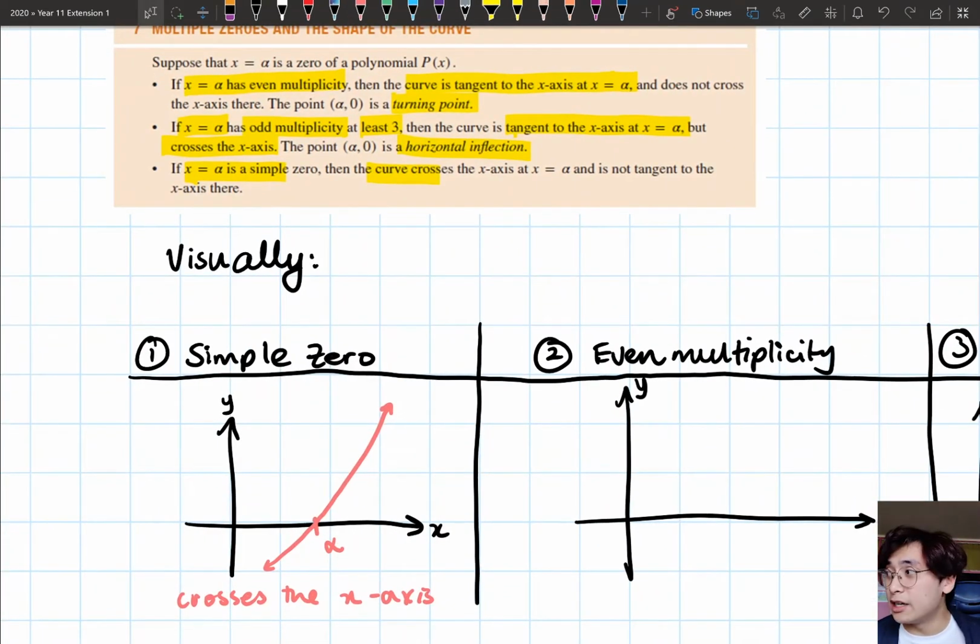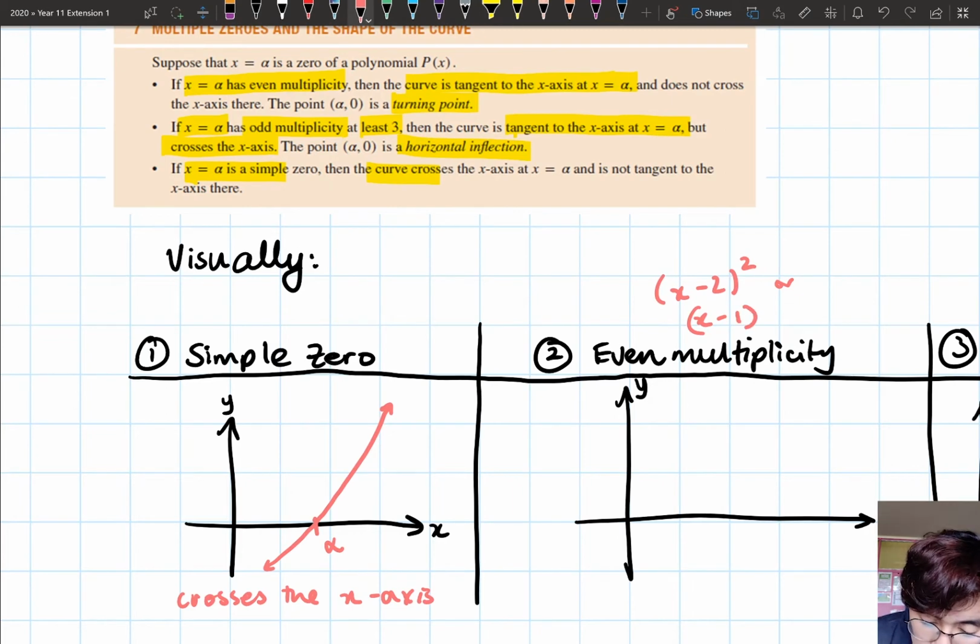Now the first dot point deals with even multiplicity. So for example, if you have (x minus 2) squared, or (x minus 4), or let's put another one in here, (x minus 1) to the power 6. We're looking at the power, that multiplicity there. If it has an even multiplicity, it's tangent to the x-axis and there's a turning point.